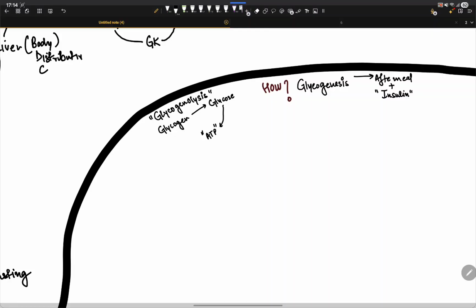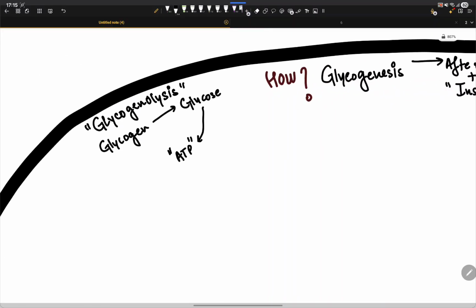Now, I want to answer another question. Why are glycogenesis, that's the formation of glycogen, and glycogenolysis, these two processes, never fully active together? Because imagine you build a house, and at the same time another crew comes and destroys it. That's wasteful. The body avoids that, right?